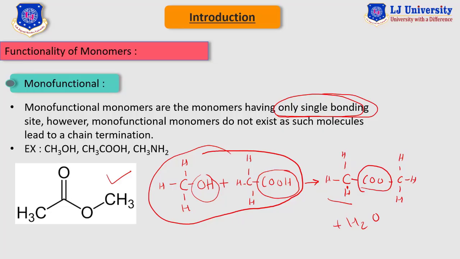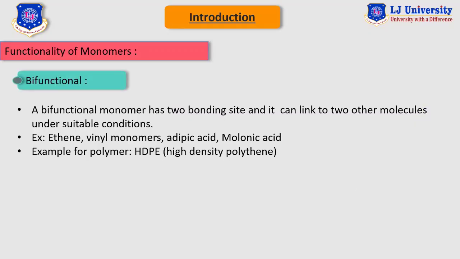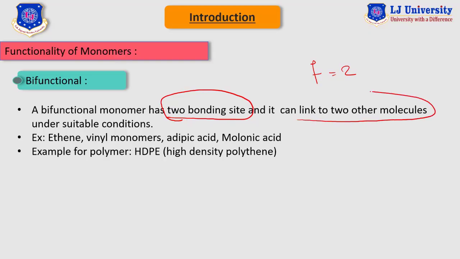So now let me move to the higher number, with the functionality f equal to 2, and that is nothing but bifunctional molecules, right? We have already explained that a bifunctional monomer has two bonding sites, right? Let me just focus here. Basically a bifunctional monomer has two bonding sites, so that means they can link to another molecule or to another monomer under suitable conditions of polymerization, right?